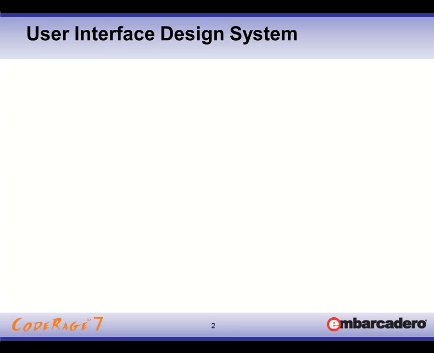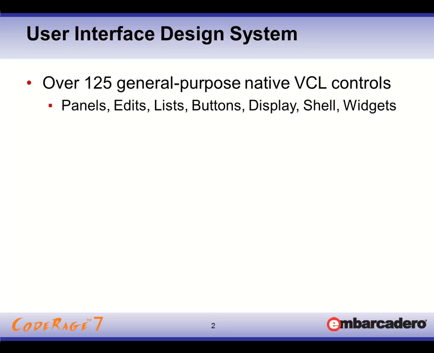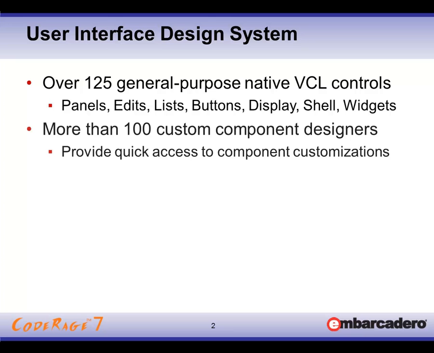I'm going to be discussing how to effectively use our Raize Components 6 product. We'd like to think of Raize Components as not just a collection of VCL controls, but a user interface design system. With that, there are over 125 general purpose native VCL controls. It covers everything from panels and edits, lists, buttons, display capabilities, and so forth. It's quite an extensive library.